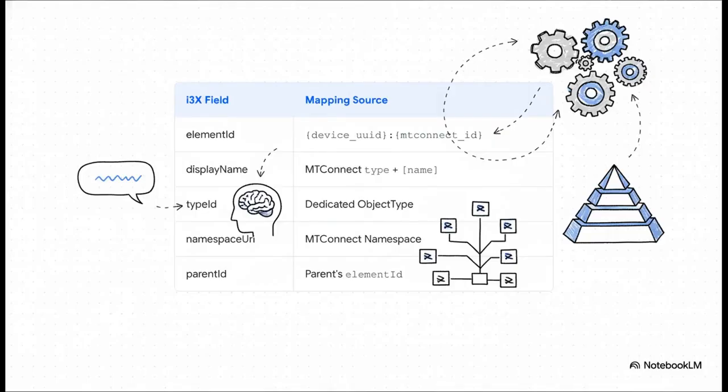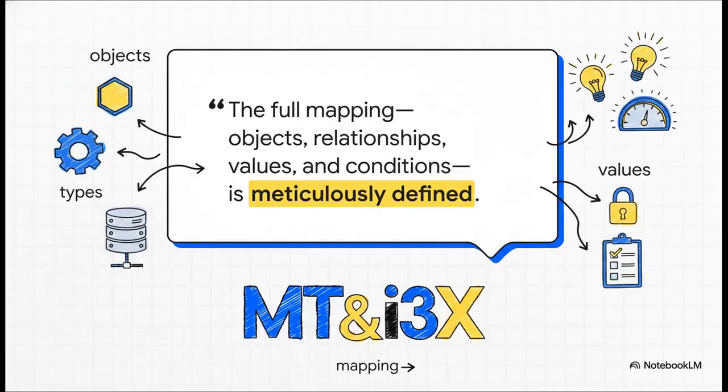And that same basic logic just keeps going for all the other metadata. The type ID? That maps to a specific object type. The parent ID? That's what builds the hierarchy. And the display name gives you that nice, human-readable label. So the big takeaway here is that this isn't a partial fix. It's a complete, really well-thought-out solution. The full mapping, we're talking objects, types, relationships, values, conditions, the whole shebang, is all meticulously defined right there in the MTConnect i3X companion spec.